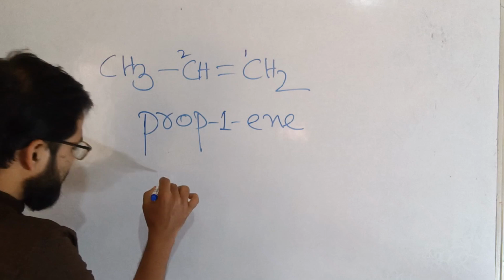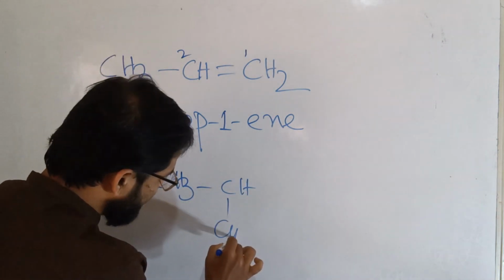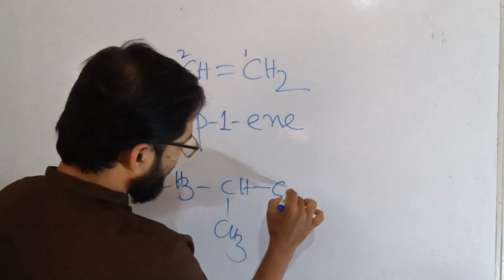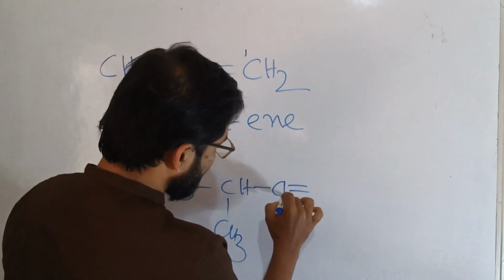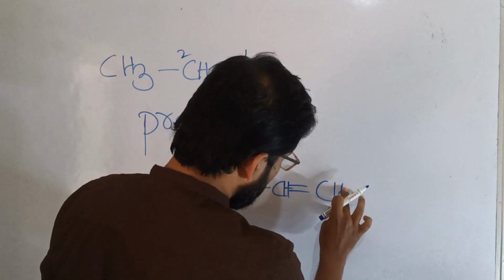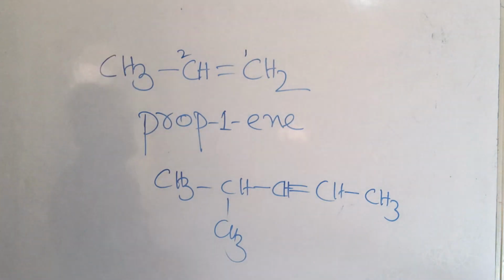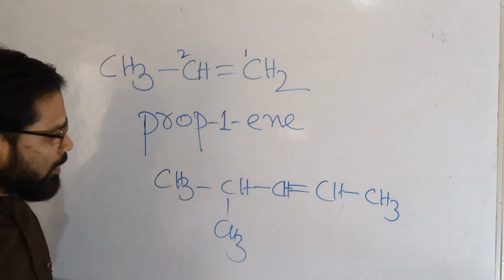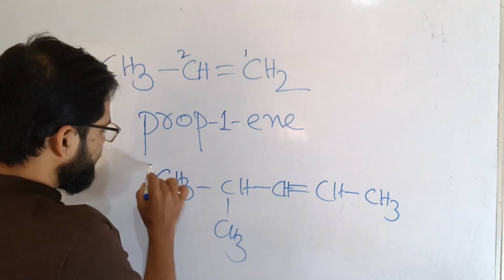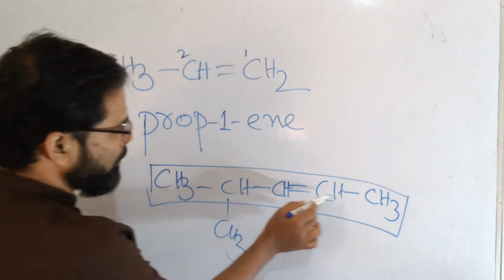Another example: CH3, CH, CH3, here C double bond CH, here CH, then CH3. So what will be the name? The longest chain will be this one: 1, 2, 3, 4, 5.